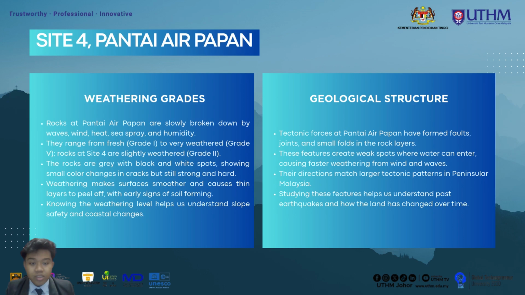For the geological structure, tectonic faults at Pantai Air Papan have formed joints and small faults in the rock layers. This feature creates weak spots where water can enter, causing faster weathering from wind and waves. Their direction matches larger tectonic patterns in Peninsular Malaysia. Studying this feature helps us understand past earthquakes and how the land has changed over time.